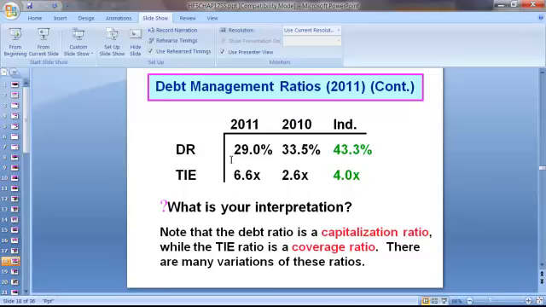Okay. So the debt ratio in 2011 was 29, and it was higher in 2010 in the industry average. So we're very low on debt. We don't have very much debt compared to the assets we have. And then the times interest earned, 6.6, again, very high. We've definitely improved, and the industry average is 4.0. So let's move on to the next ratio.